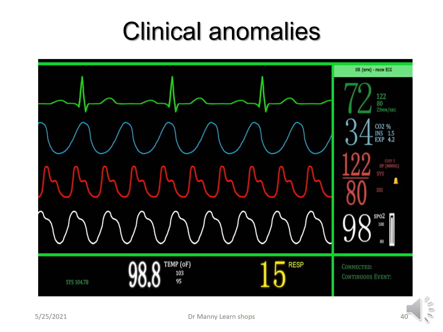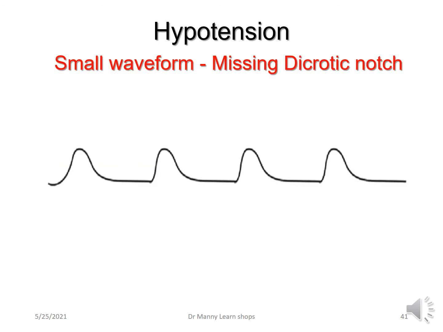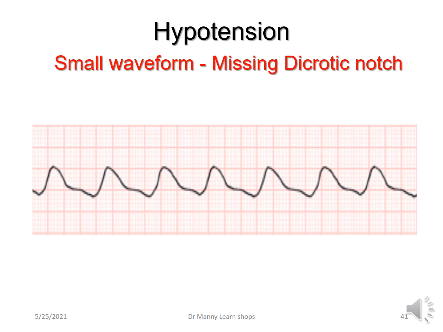If we look at some of the clinical abnormalities or anomalies that are associated with arterial pressure monitoring, these are just some of them. Your patient can be hypotensive, and this can result in a small waveform, and you may have a Dicrotic Notch which is not visible. This can also be seen, as we said earlier, in relation to overdamping, and this results in a waveform that is typically small, sluggish, and you may have a missing Dicrotic Notch.